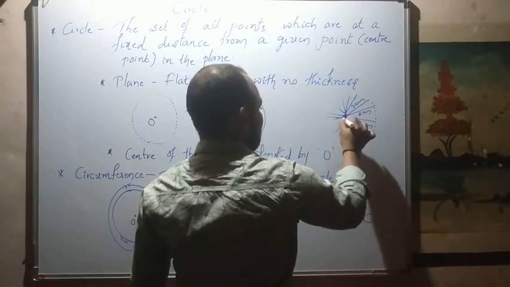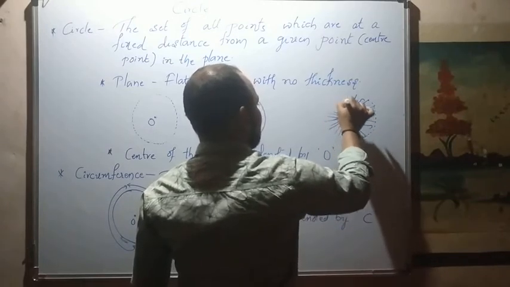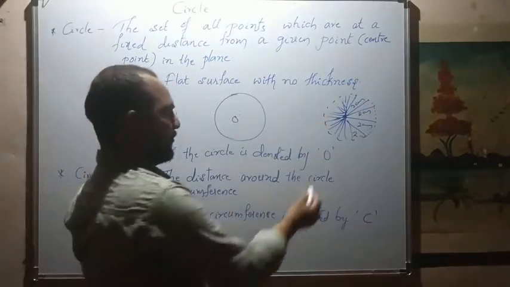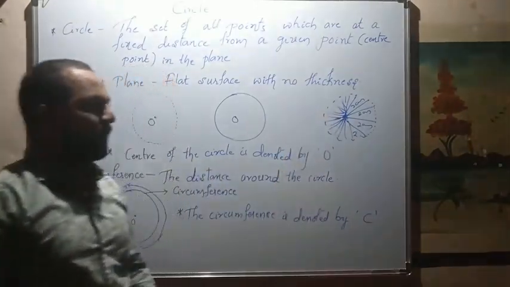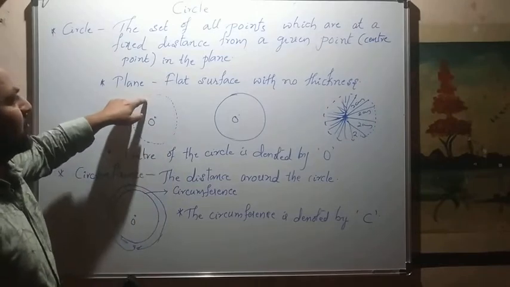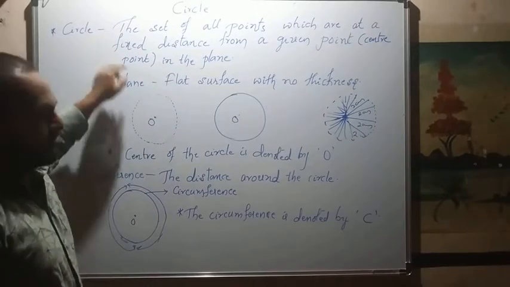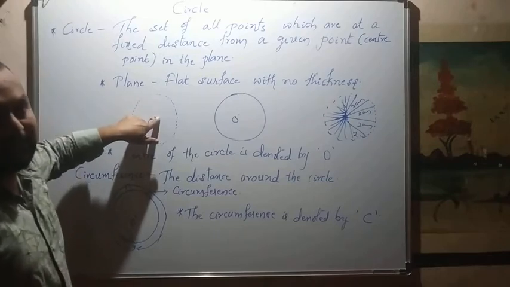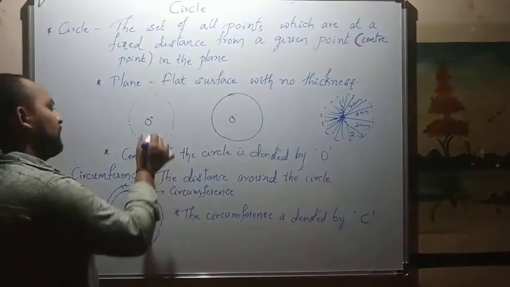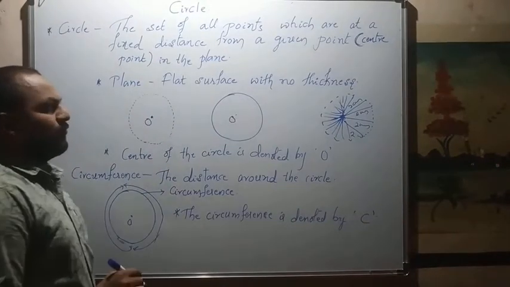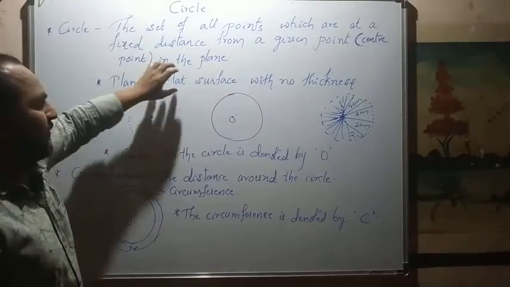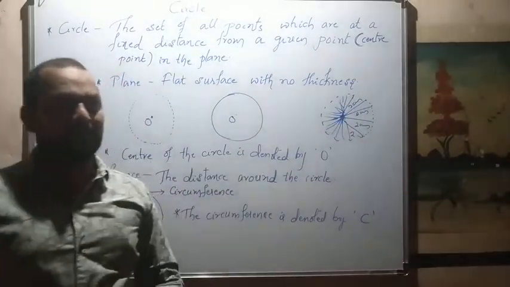All these points are at an equal distance from a given point. Then the set of all points which are at a fixed distance from a given point; the given point is the center point of the circle, here in the plane. Then what is a plane? The flat surface with no thickness.